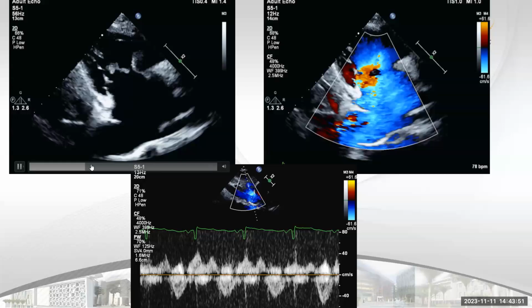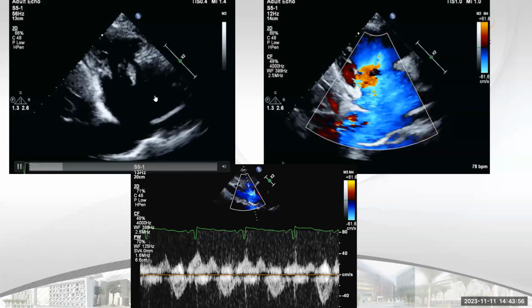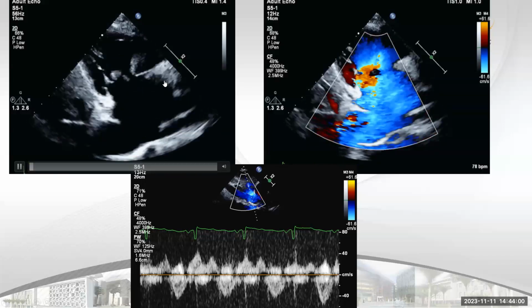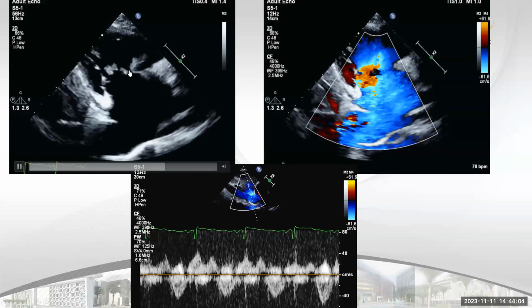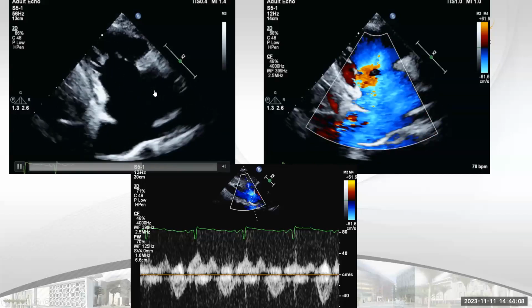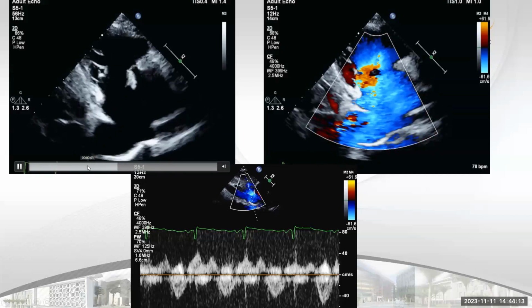You said this is vegetation of the tricuspid valve. What's this view? This view is RV inflow, so we can see the right atrium and the right ventricle. We can see clearly that the right atrium is huge, dilated. We have vegetation on both leaflets of the tricuspid valve, the anterior and septal leaflets. What else?